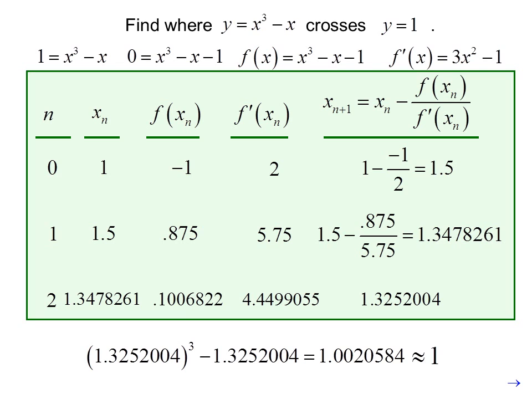When we do these problems on tests, for example, I'm only going to ask for 1 or 2 iterations, just enough so that you can show me that you know what you're doing.